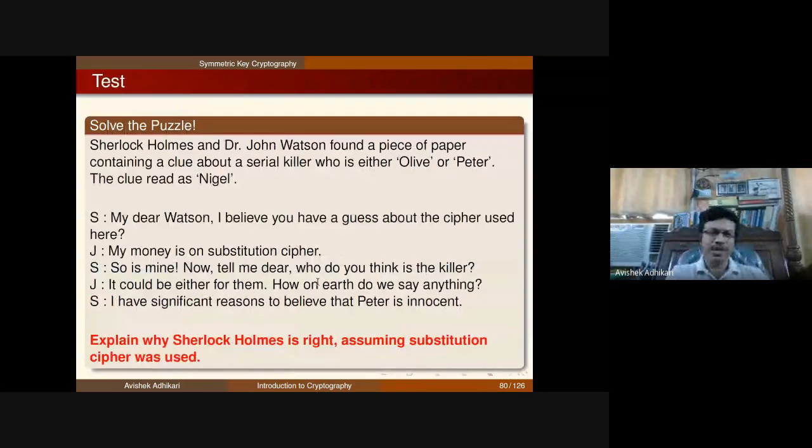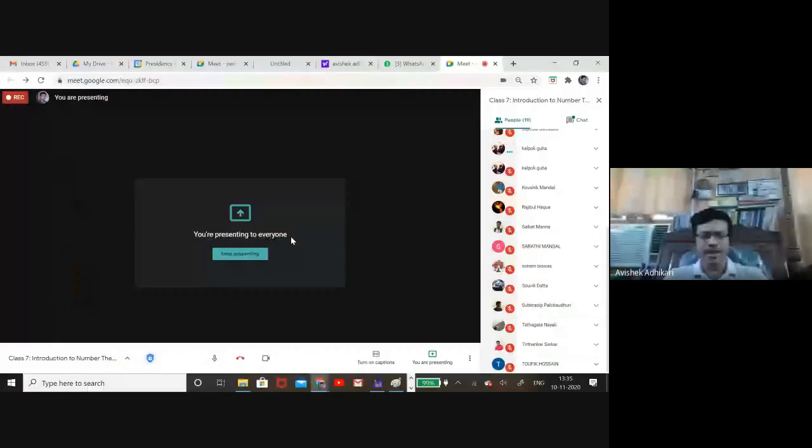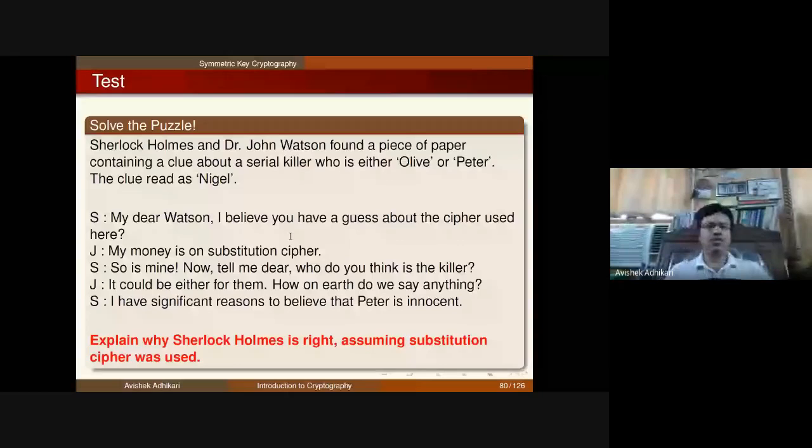But before that, just have a look at this, and whatever I explained, it's a kind of puzzle. Within 5 minutes, can you give the answer to this? So this is a puzzle. Just a minute. Can you give the answer to this puzzle? It's Sherlock Holmes and his assistant Watson, who found a piece of paper containing a clue about a serial killer who is either Oliver or Peter. The clue read as Nigel.